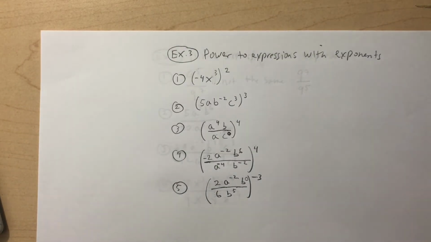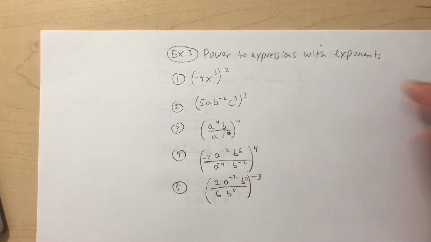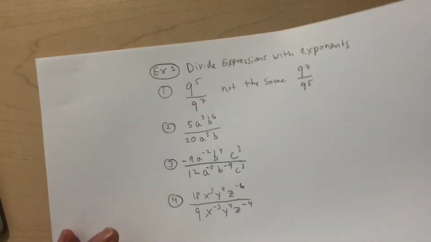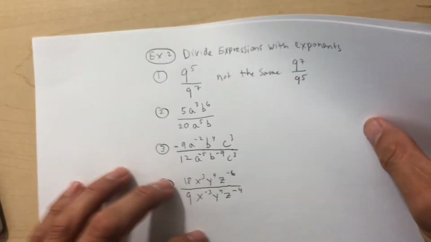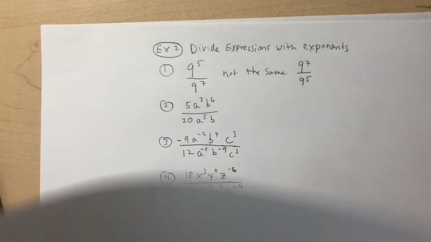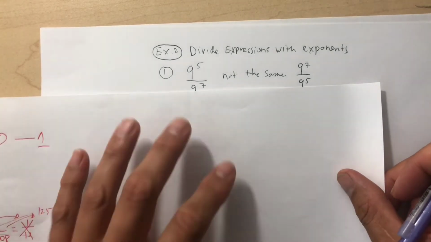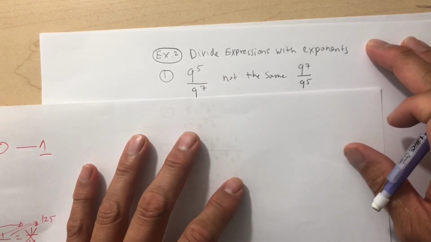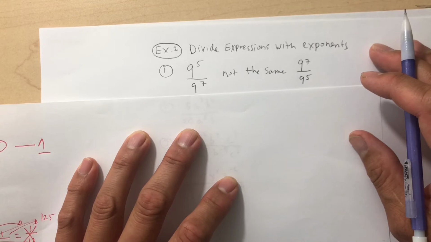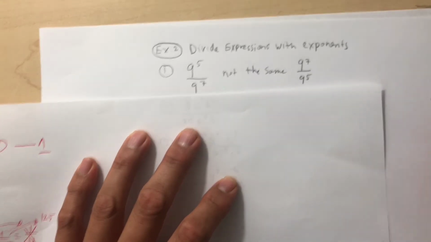All right, this one here is power to expression with exponent. You know what? I'm going to move this one over. Let's do dividing first. All right, let's go divide first. We're going to divide expressions with exponents. Now this one here, you're supposed to subtract the exponents. There's a faster, or easier way I think of doing that.